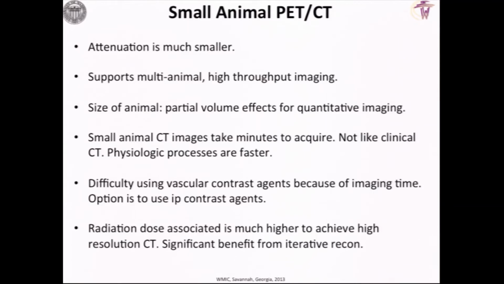There is the option of potentially using IP contrast agents. And one of the other ones is that radiation dose goes up significantly when you try to go to higher and higher spatial resolution. So there's also a significant issue of radiation dose when you talk about small animal PET CT imaging.